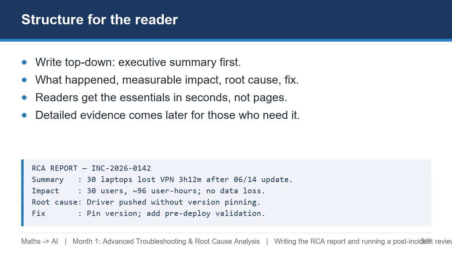Write top down, for the reader, not for yourself. The very first thing anyone sees is a tight executive summary: what happened, the measurable impact, the root cause, and the fix, all graspable in seconds, not pages. The detailed evidence comes later, for the people who need to dig in. Leadership and other teams should be able to read 4 lines and know exactly what to do.